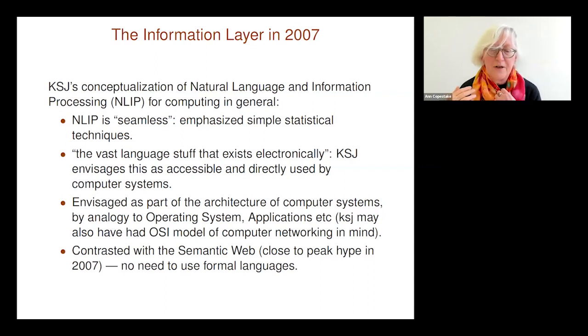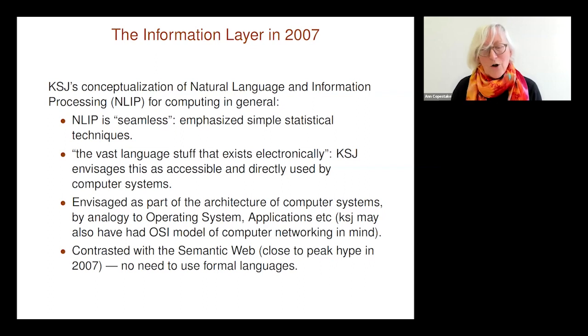Now, the layer part is because she's talking about the architecture of computer systems in terms of things like the operating system and the hardware layer. And I think she may have been thinking about the OSI model of computer networking. I'm not really going to talk about this; it isn't something that has totally resonated with me. I'm going to talk about this possibility of the information layer being part of systems in more general terms, not as a specific layer in computer architecture.